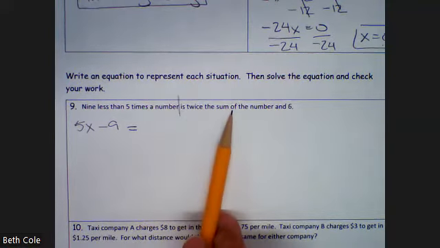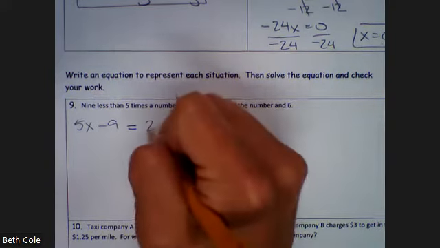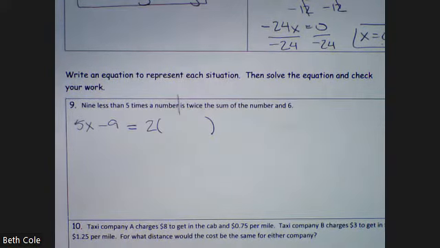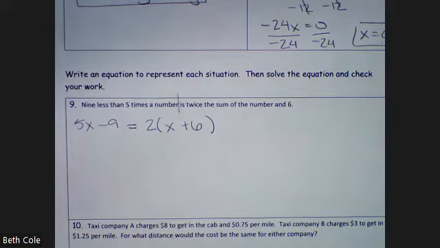twice the sum. So when you see sum, that means you need parentheses. Good, so it's going to be 2 times the sum, and in those parentheses, we'll have to put adding something. Good, x plus 6. Now the problem is exactly like what we've been doing. You just had to write it yourself.